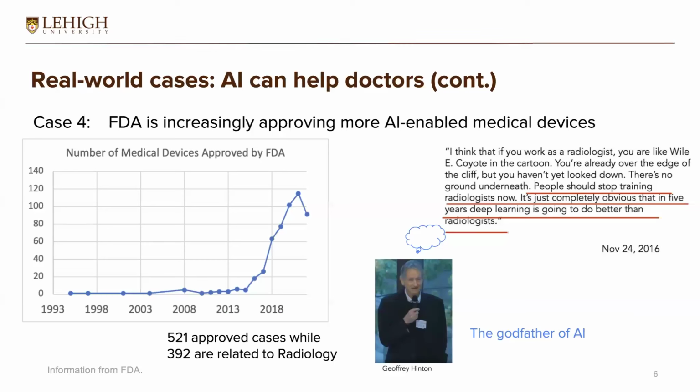And in the US, the FDA is an institution that gives licenses and permission for what kind of technology can be used in the market. You can see this diagram, right? Starting from around 1993, there was almost zero AI technology approved by the FDA and used in real medical devices.